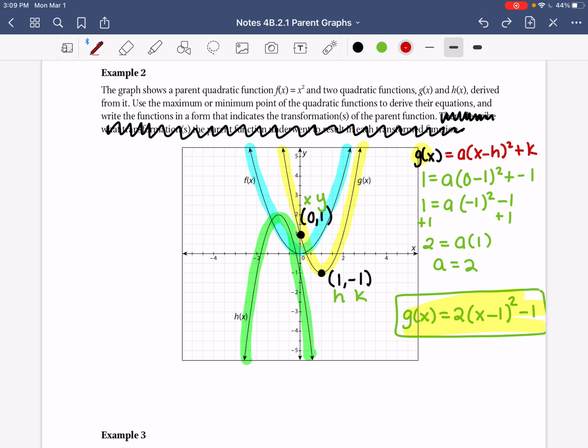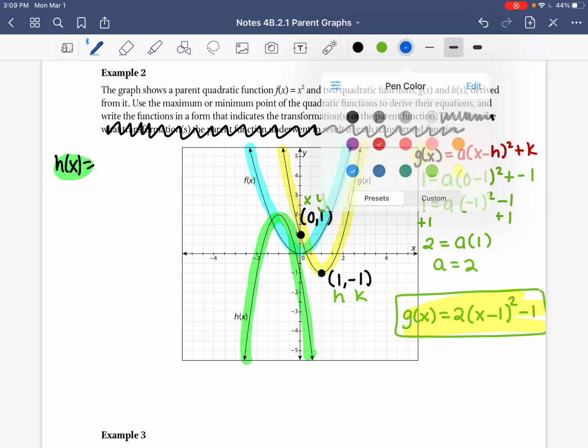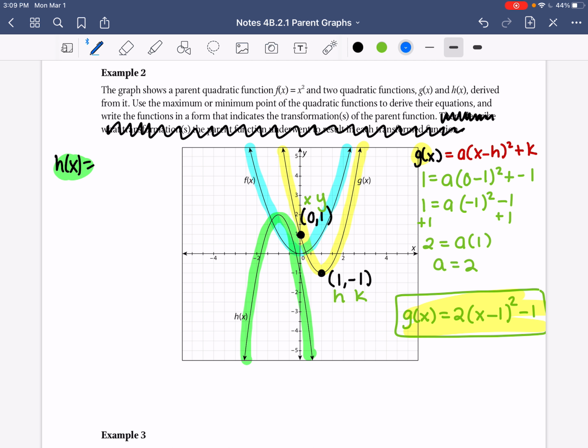All right, let's go ahead and do the green one now, my h of x. For h of x, we're going to do the same thing. A parentheses x minus h squared plus k. We're going to identify the vertex. So the vertex here, we go left 1, so negative 1, and then up 2. So this is the point negative 1, comma 2.